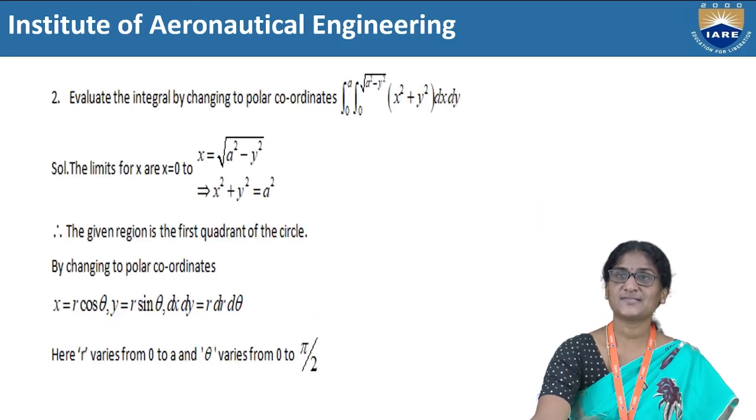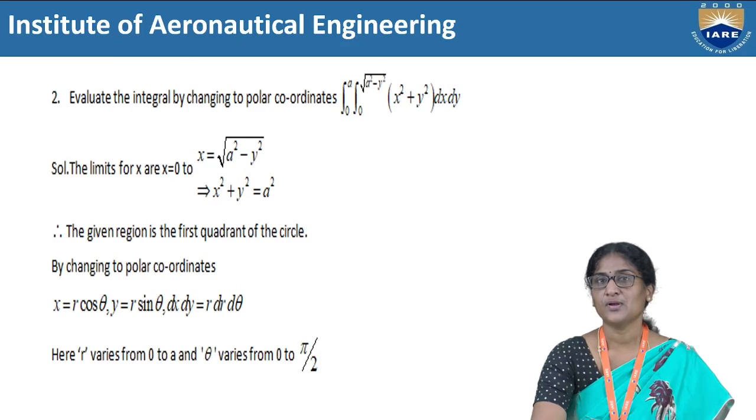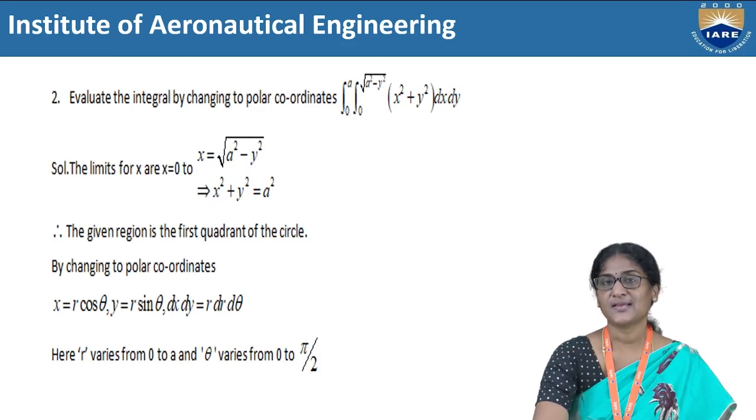Now let's go for the next problem. Evaluate the integral by changing to polar coordinates. Integral 0 to a, integral 0 to under root of a square minus y square, of (x square plus y square) dx dy. Now the limits for x are x equal to 0 to x equal to under root of a square minus y square.